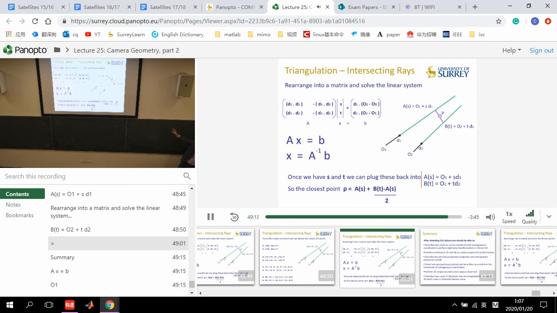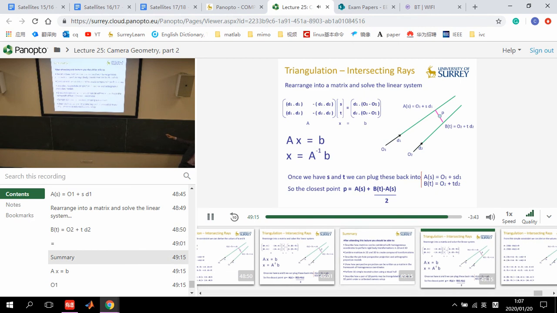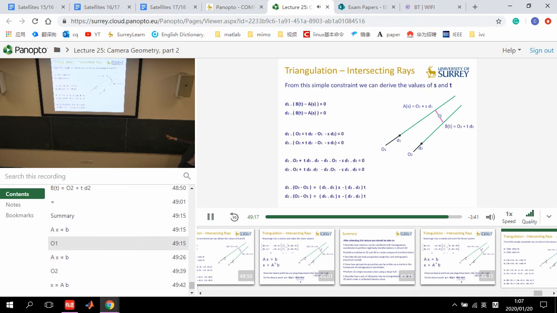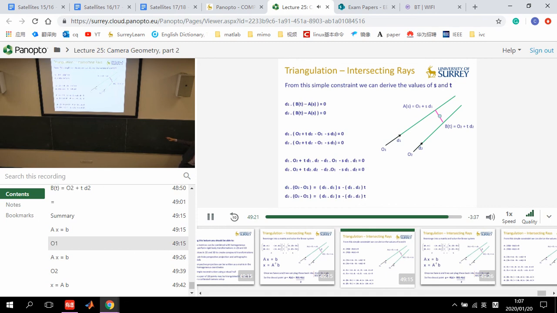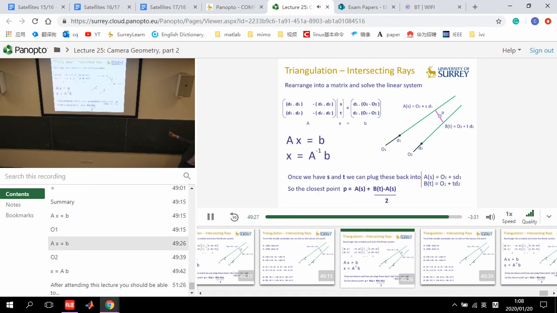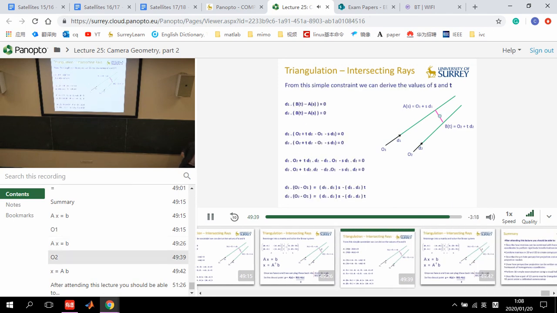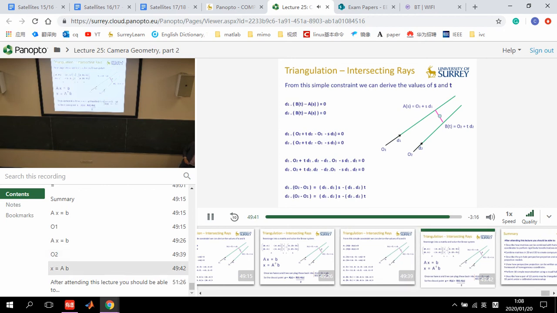I end up with d1 dotted by O2 minus O1, which I flip back. You see that's the left-hand side of that first row. For the second row, final line there on that slide, you can see that translates to being d1 dotted by d2 lots of s minus d2 dotted by d2 lots of t equals d2 dotted by O2 minus O1, which is the left-hand side of that final line.